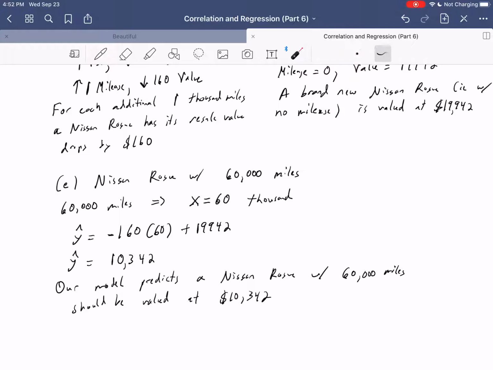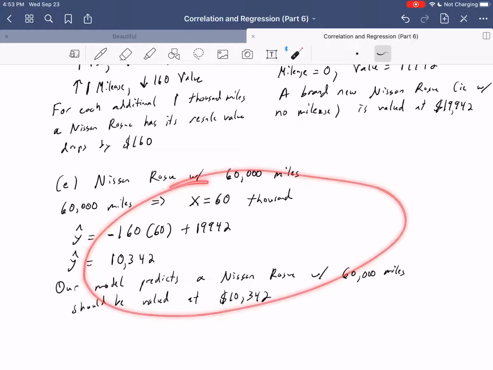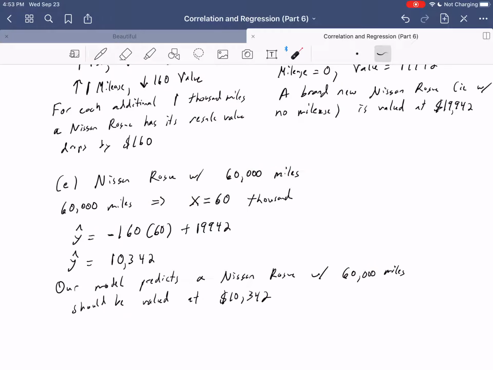$10,342. And you can see why this would be useful to make a prediction like that. Maybe you're trying to buy one of these, you find one that's got 60,000 miles on it, and maybe it's listed at $12,000. Well, according to our model, you would be overpaying because it should only be worth $10,342. Maybe you find another one that's listed at $9,000. Oh, that would be a great deal if it had 60,000 miles, because according to our model, it's worth about $10,342. So again, you could use this to make a decision about whether or not purchasing one of these, given a certain amount of mileage, would actually be a good choice.